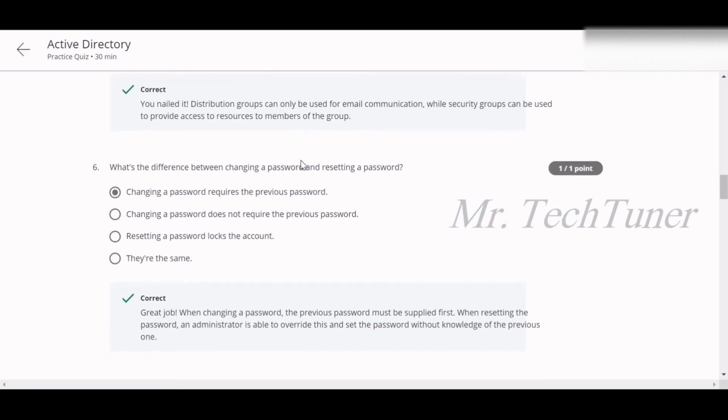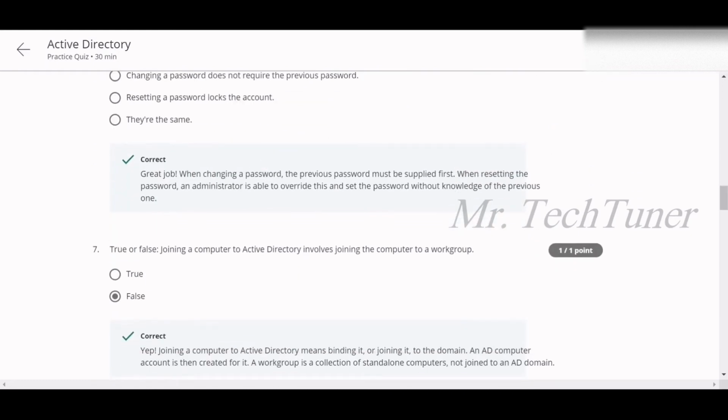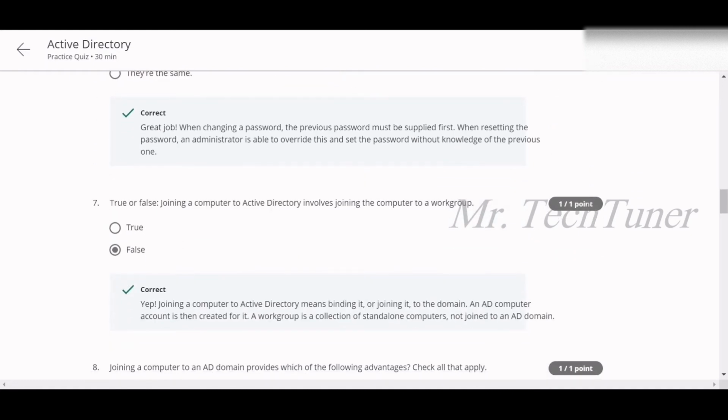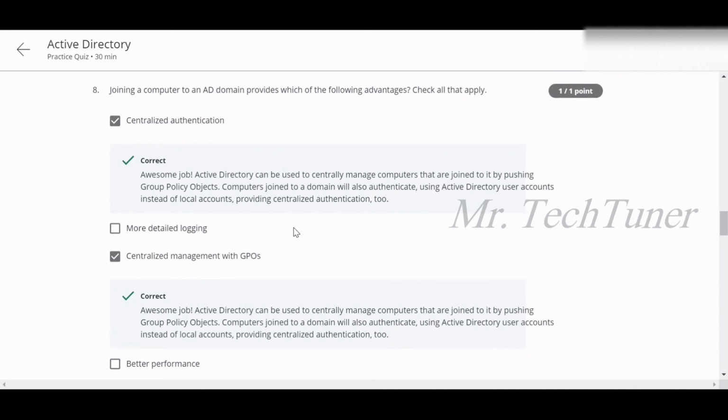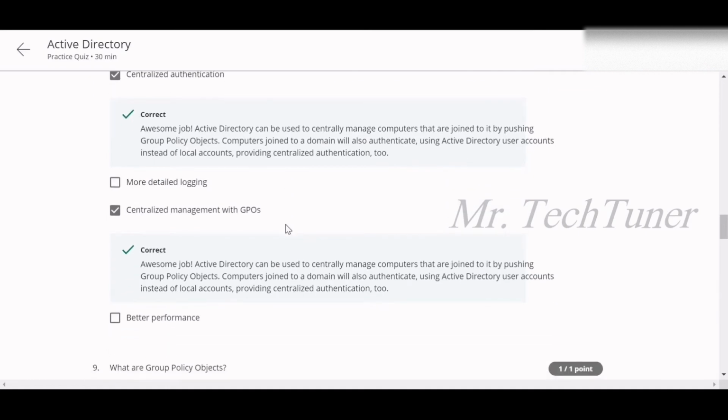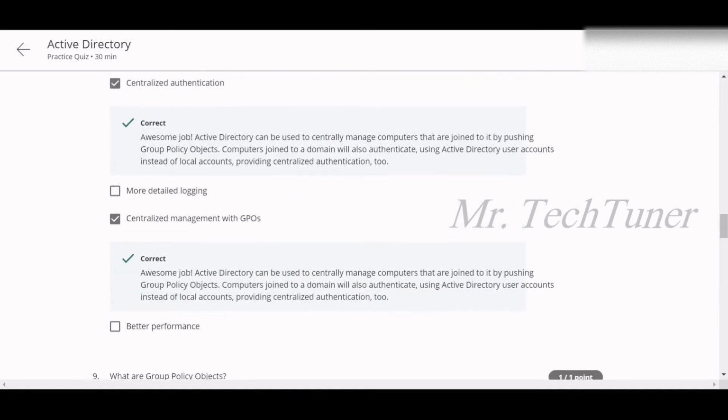Number six, what is the difference between changing a password and resetting a password? Changing a password requires the previous password. Number seven, true or false, joining a computer to Active Directory involves joining the computer to a workgroup. False, totally false. Number eight, joining a computer to an AD domain provides which of the following advantages? They provide you a centralized authentication system and centralized management with GPOs. These two are the answers.